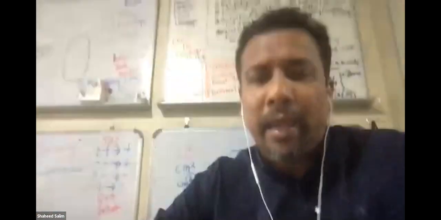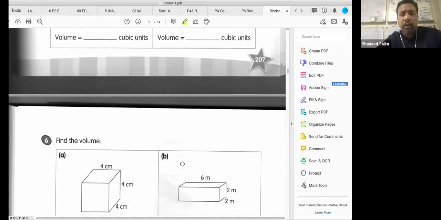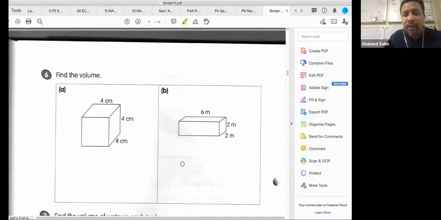Okay, we try this one, and then we move on. We see how you are. All right. Okay, can you try this one? Find the volume.